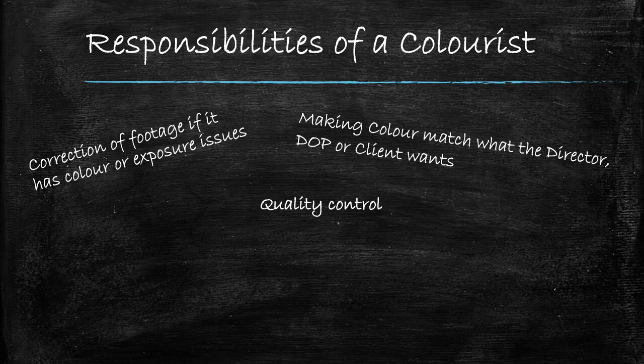Quality control is an important part of being a colourist. If a film or show is to be broadcast, it has to follow guidelines to make sure there's no errors when people are watching, which includes RGB limits, maximum and minimum chroma, along with white and black levels.